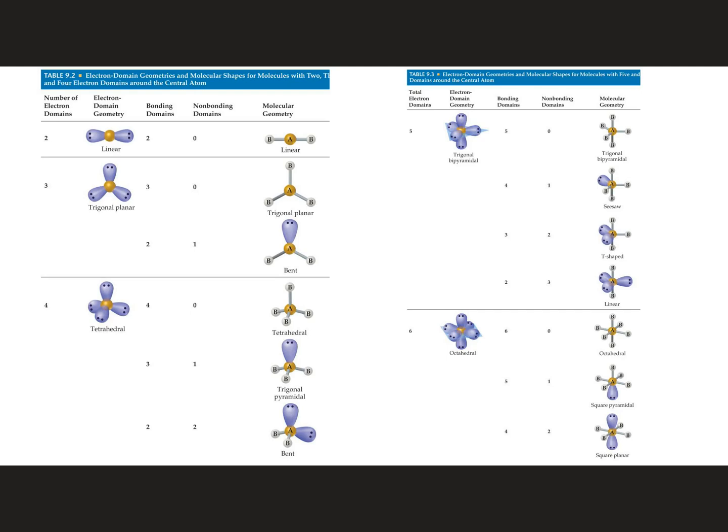So in the previous module, we introduced this table. In this module, we're going to work through the first three groups on this table. We're going to work through linear, trigonal planar, and tetrahedral electron domain geometries and the corresponding molecular geometries that come from that. And we'll work through a few examples of each of those.